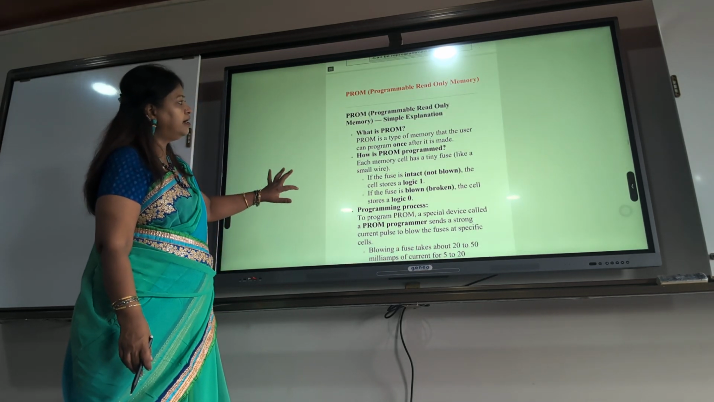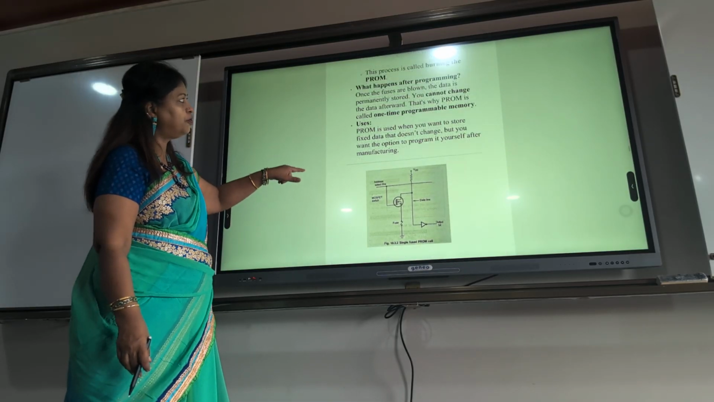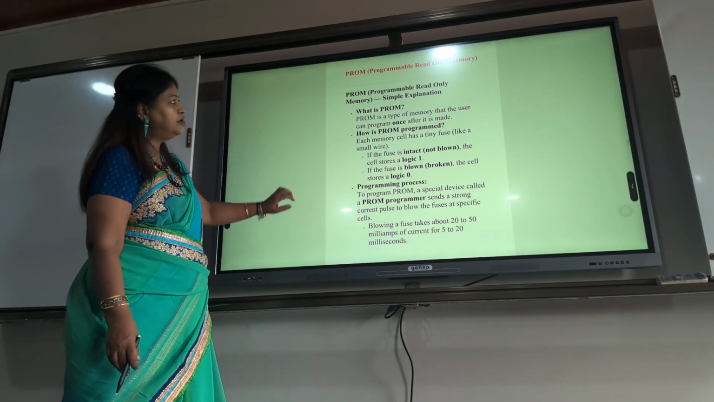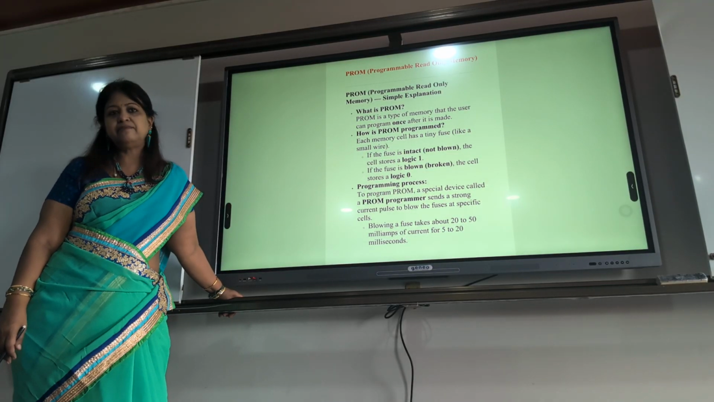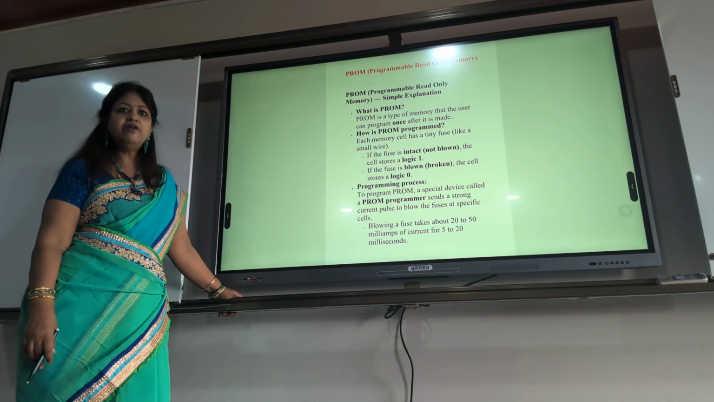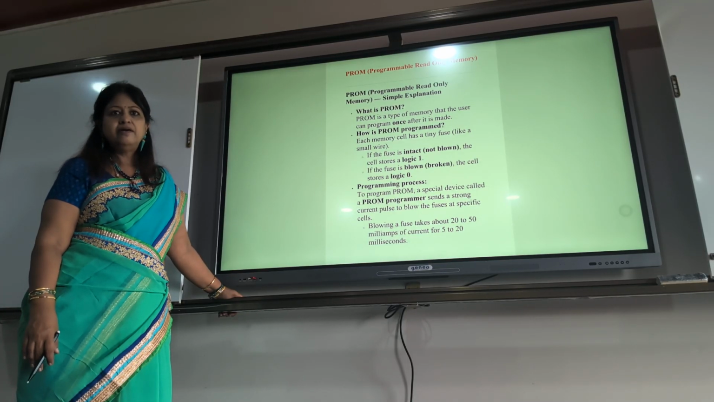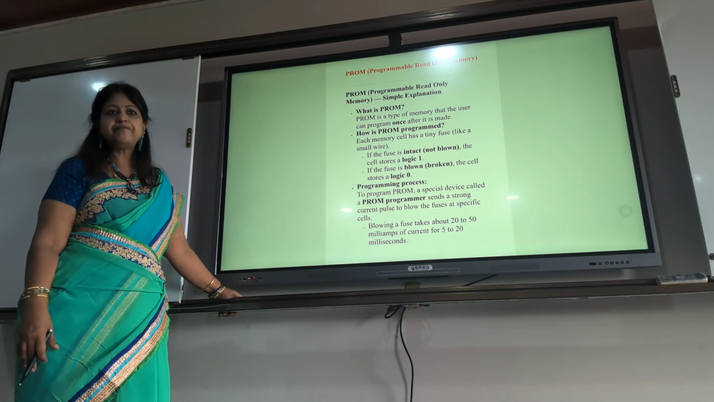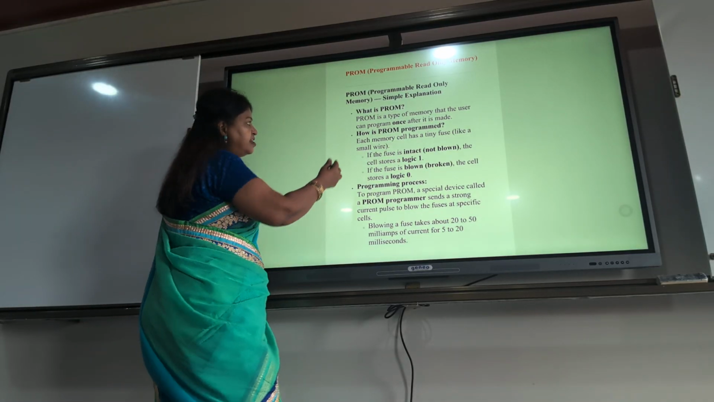Then programmable read-only memory. This is your programmable read-only memory. So this is a type of memory that the user can program once after it is made. Programmable read-only memory is what? The manufacturer gives you the IC, the chip, and you can program it. How many times can you program? Only once.